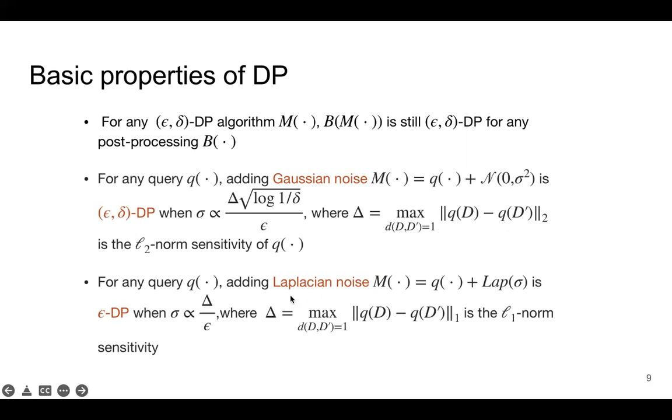We can also add Laplace noise. Here the query adds Laplace noise, and the scale sigma is proportional to the sensitivity divided by epsilon, where the sensitivity here is the L1 norm. These are the basic properties of privacy.